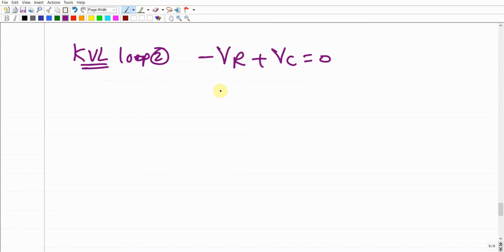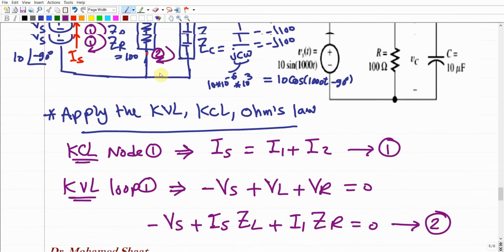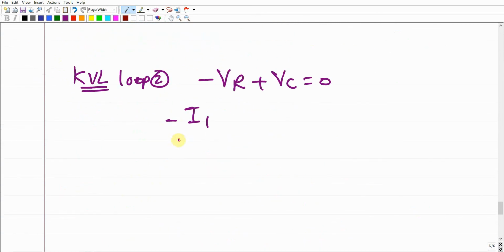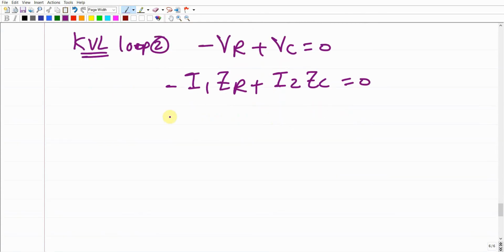How much is VR? We got it by the negative I1. How much is the current over this resistor? It is I1 times ZR. How much is the current over this one? It is I2 times ZC. So it's going to be the negative I1 times ZR plus the I2 times ZC equals 0. So we can write this equation into this form like I2 ZC equals I1 times ZR, and this is going to give us the third equation.